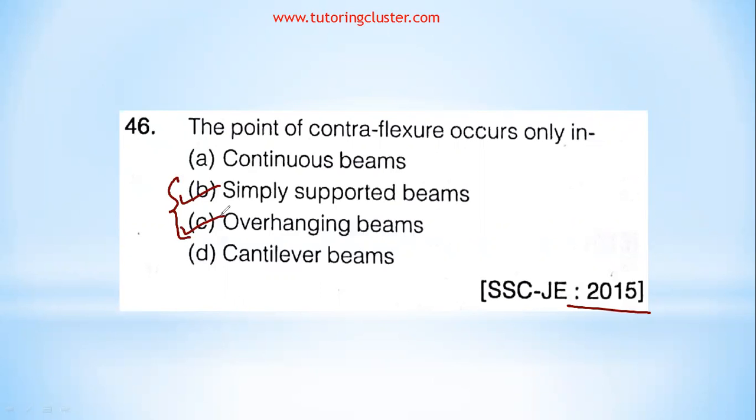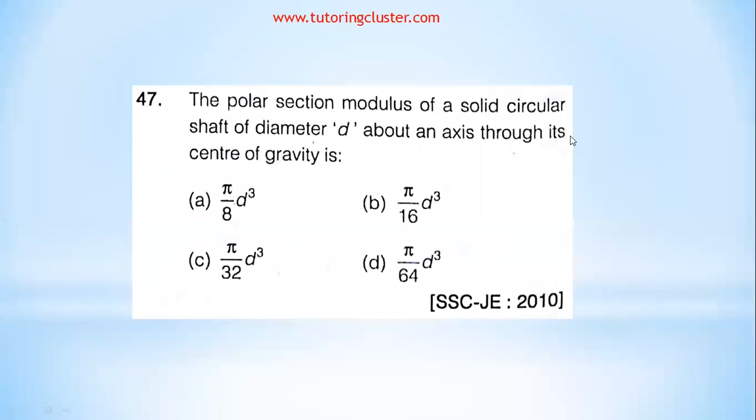Next, let us see question number 47, asked in 2010. The polar section modulus of a solid circular shaft of diameter d about an axis through its center of gravity is. It is similar to that of section modulus, just now we have seen. It's a solid circular shaft of diameter d.